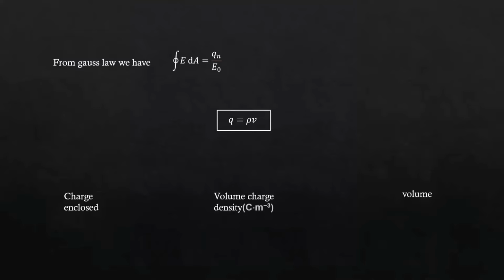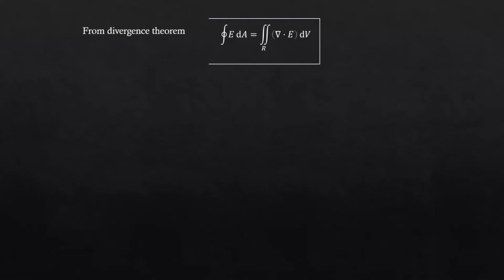According to Gauss law, integral E dA equals charge enclosed by epsilon naught. And we already know that Q, which is charge, equals rho times V. Here, Q is the charge enclosed, rho is the volume charge density, and its units are coulomb per meter cube, and V is volume. And from divergence theorem, integral E dA equals the volume integral of del dot E dV, where del dot E is the divergence of an electric field. And by using this, we can convert the surface integral into volume integral.